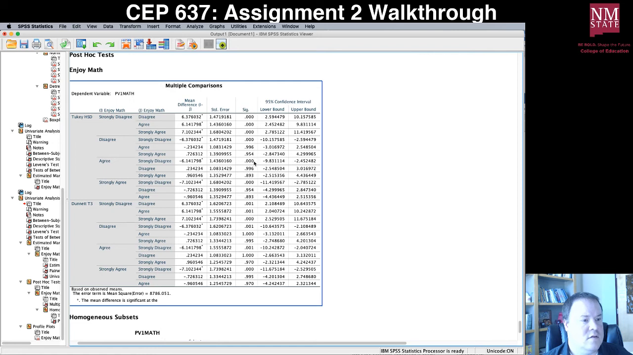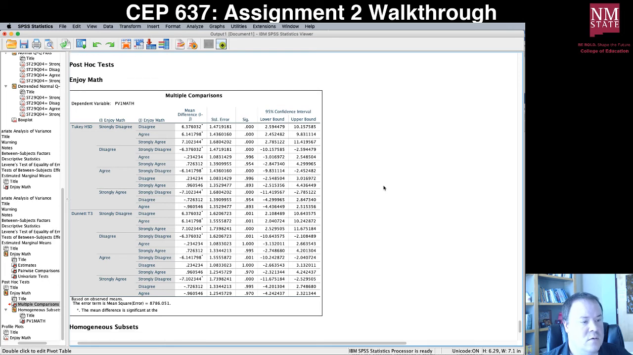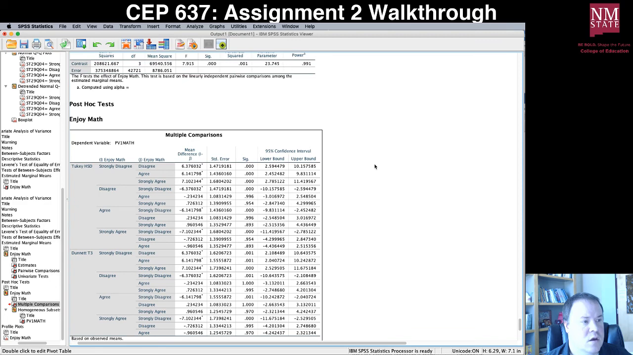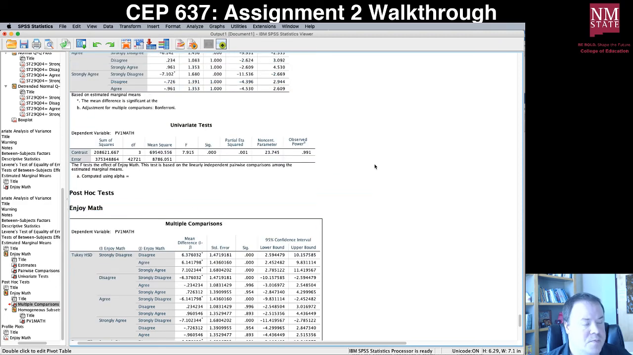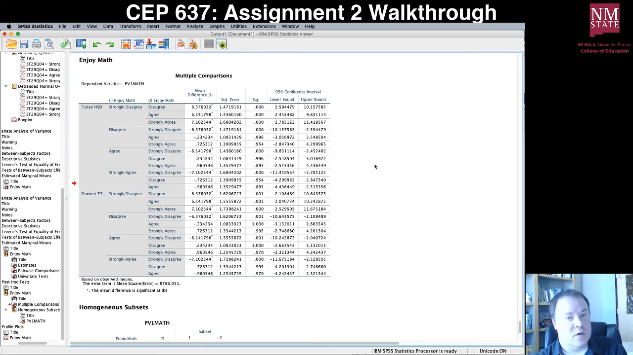Let's see how close this is to that. Multiple comparisons here. If we look at the Dunnett, we see strongly agree is different than all 3. We see disagree is different than strongly disagree. Agree is only different than strongly disagree. And strongly agree is only different than strongly disagree. So the Dunnett is showing us the same results as what the Tukey was showing here. So it seems to be the case that the only group difference was with strongly disagree.